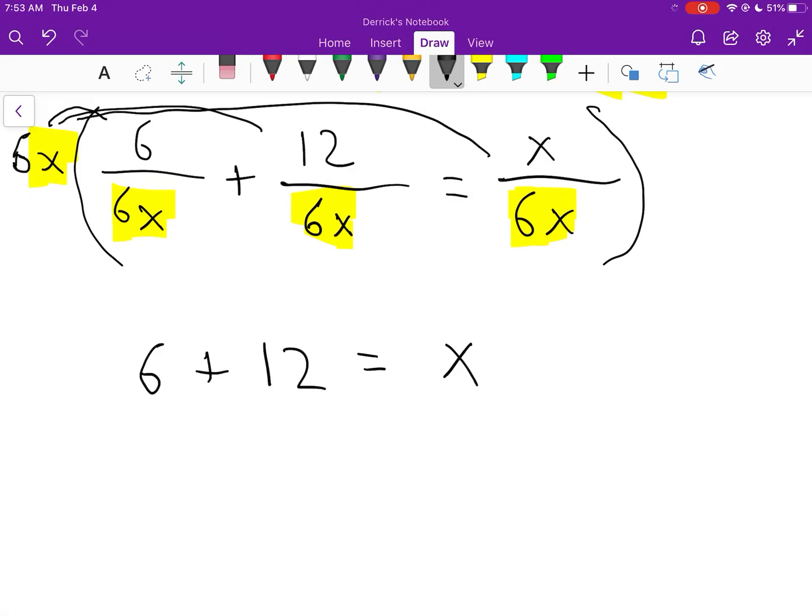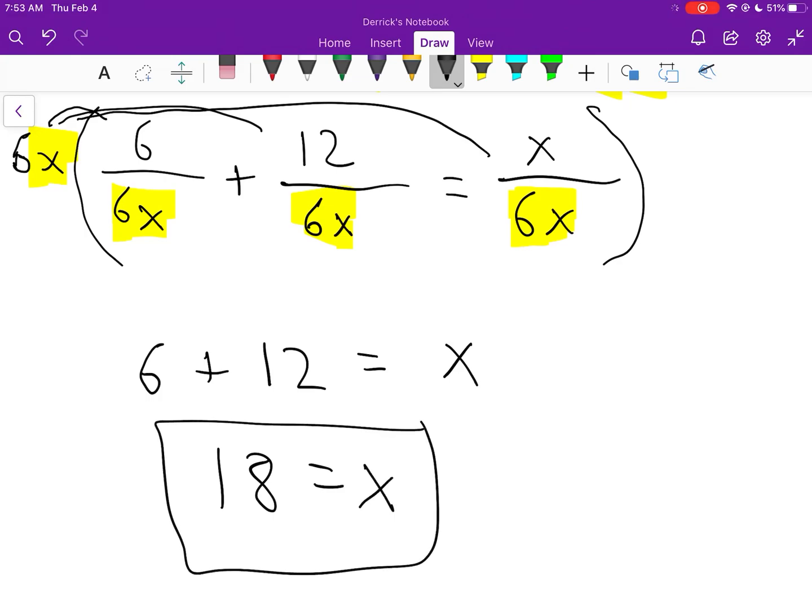Or in other words, if you can get every term in your equation to have exactly the same denominator, then you can effectively just solve the numerators, just solve the top, and you can cancel out everything in the denominator, everything in the bottom. And obviously this is a very simple equation for us now. 6 plus 12 is 18, so x equals 18, and that's all we have to do.